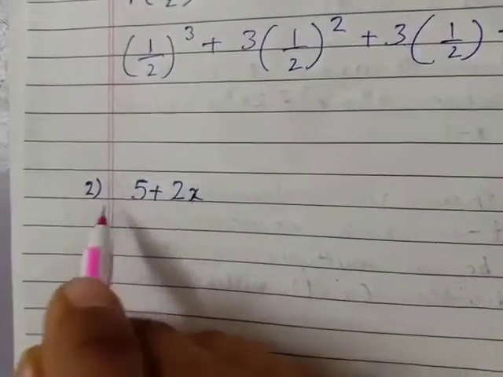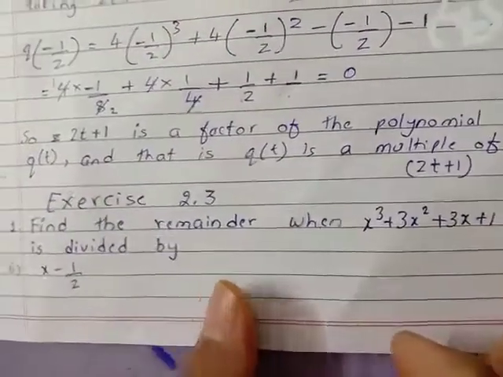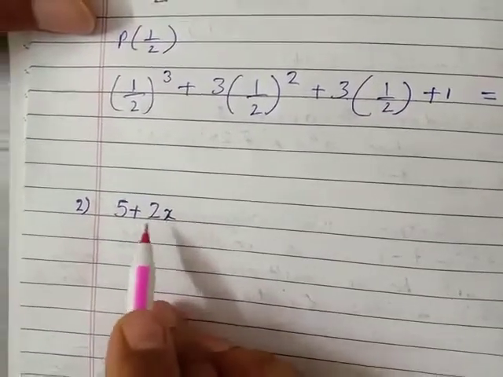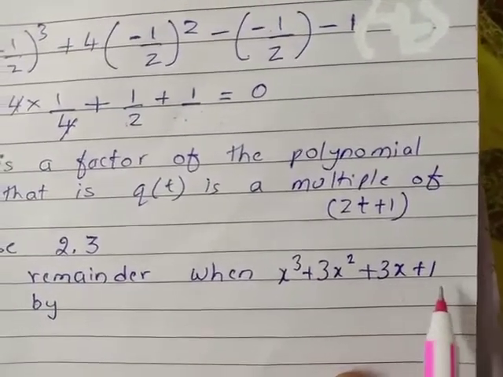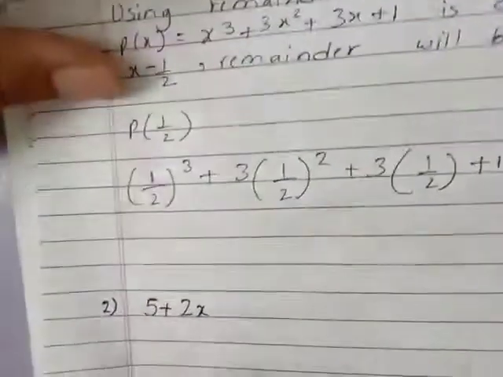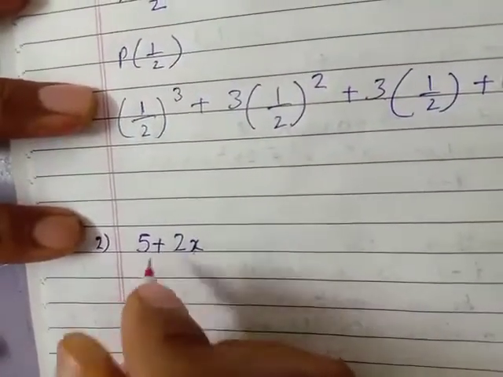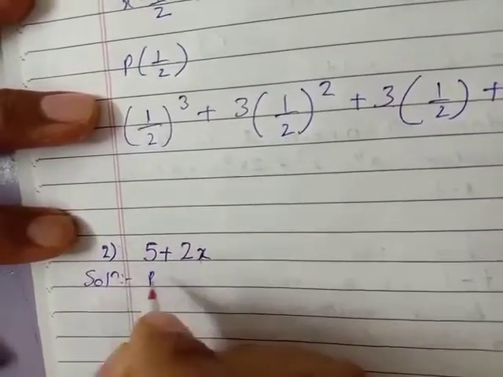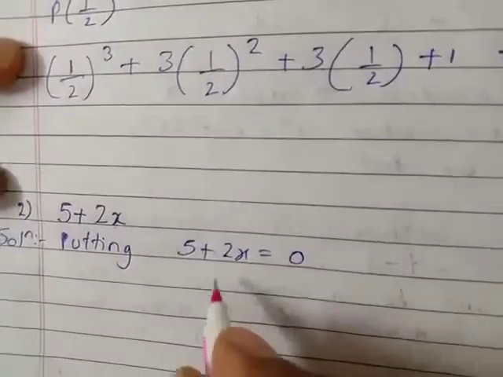Solve one more example. 5 plus 2x. Okay, you have to find the remainder. The question is the same. Okay, so now 5 plus 2x, you have to put this 5 plus 2x to find out the remainder in this equation, x cube plus 3x square plus 3x plus 1. Means you have to find out the remainder. Okay, so putting 5 plus 2x equal to 0, we will get the value of x.